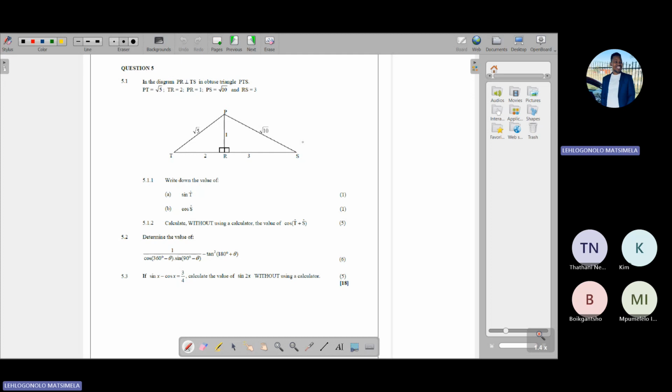Now, I'll give you the strategy by which you can break this down. Be careful with this one, because if we are not careful, we won't understand these things. Let me redraw this diagram as it is, so that we can record it together. T, 2, root 5, P, then R, 1, then 3, S, root 10.